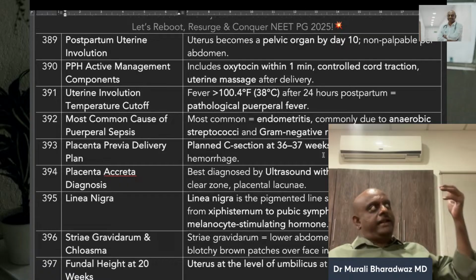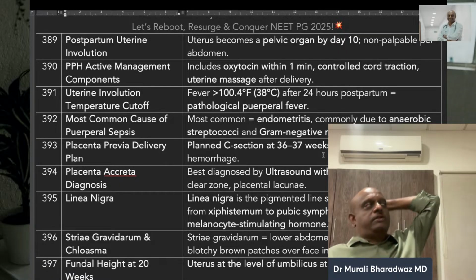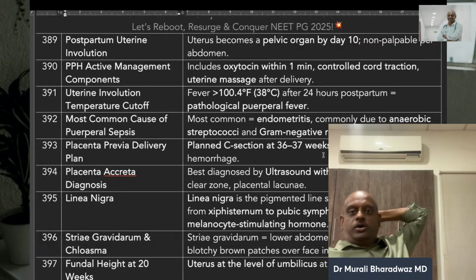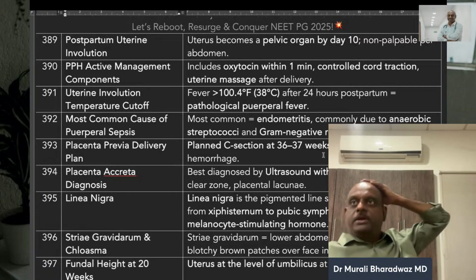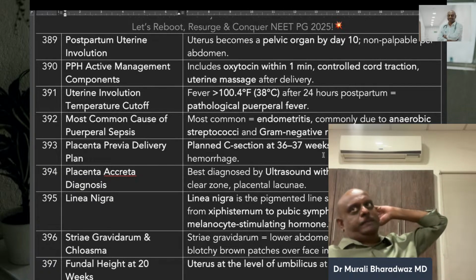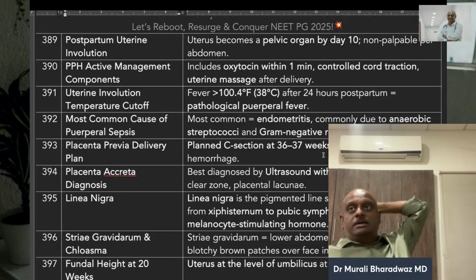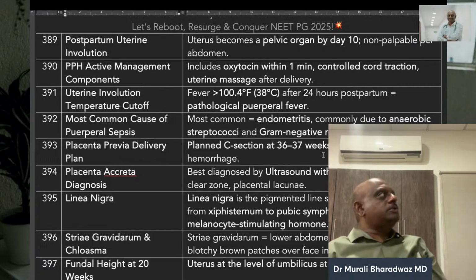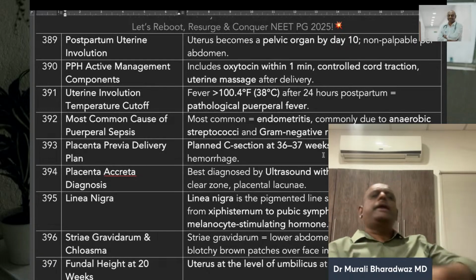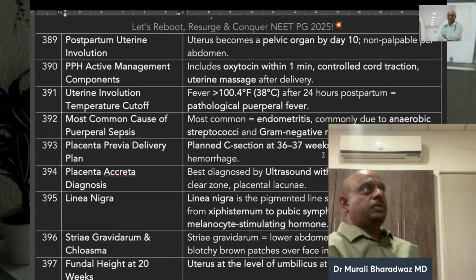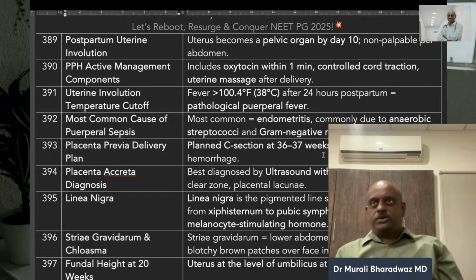If the fever is more than 100.4 degrees after 24 hours postpartum, then that defines the temperature cutoff to call it a pathological puerperal fever. All women after delivering the baby will develop fever. It is called puerperal fever, but it is called pathological after 24 hours. What is the most common cause of puerperal sepsis? It is endometritis, inflammation of the endometrium, commonly due to anaerobic streptococci and gram-negative rods.